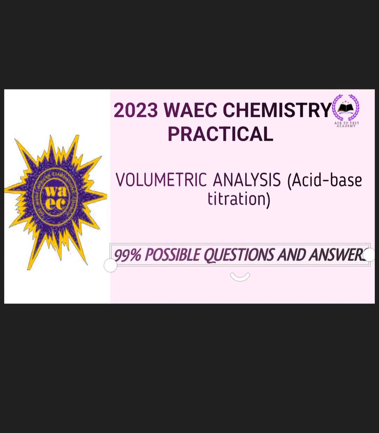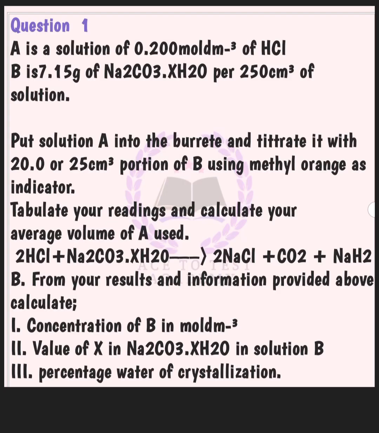We'll quickly do the first part of this chemistry practical, which is volumetric analysis, which we know as titration, and this will be according to the specimen given. It's going to be an acid-base titration. So we'll be looking into possible questions and answers. From the specimen, I predicted this question and generated it.